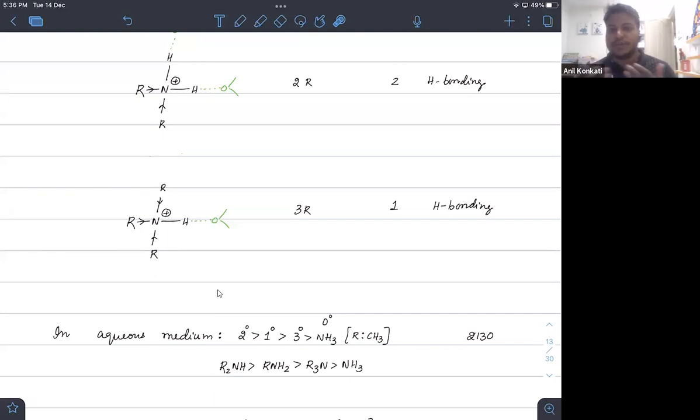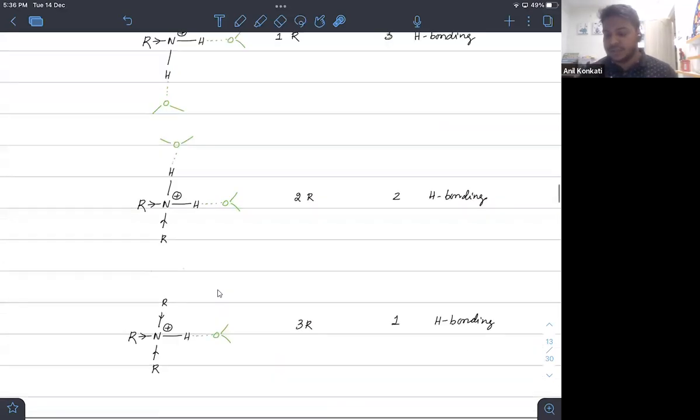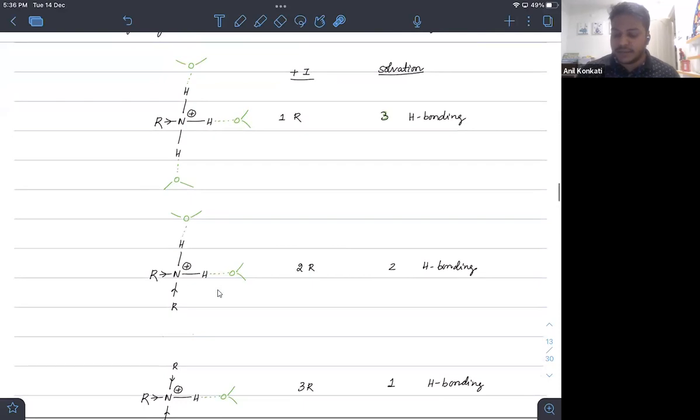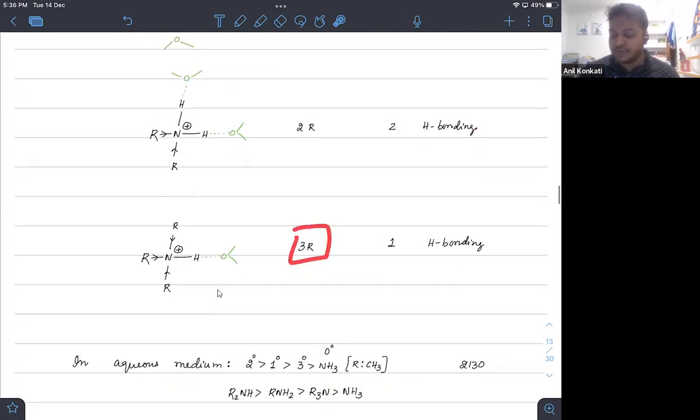So both of them are contradicting each other, because stability can be increased by the plus I effect, and it can also be increased by solvation. When the plus I effect is less, solvation is more. When the plus I effect is more, solvation is less, correct? So both of them contradict each other for stability.